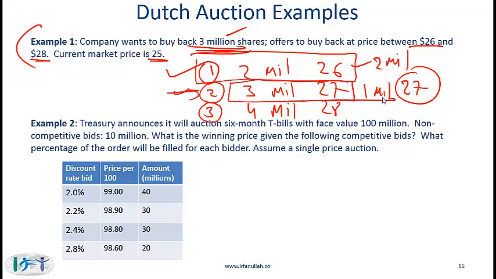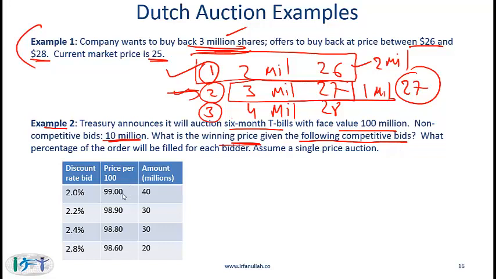Take another example. Let's say the Treasury announces that it will auction 6-month T-bills with a face value of 100 million. We have non-competitive bids worth 10 million. This means that the bidder is saying that no matter what the final price, they are going to purchase T-bills with a face value of 10 million. So these are called non-competitive bids. The question is, what is the winning price given the following competitive bids?